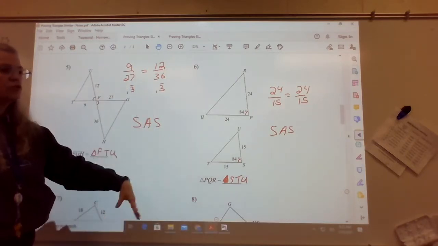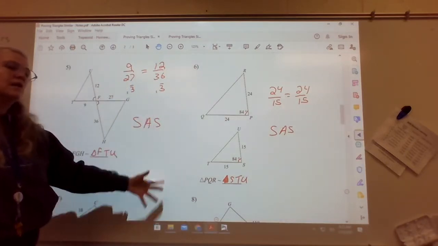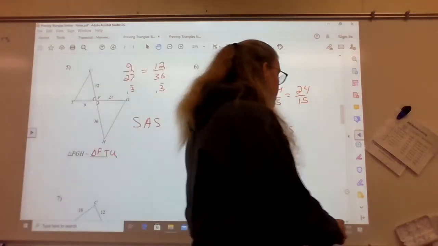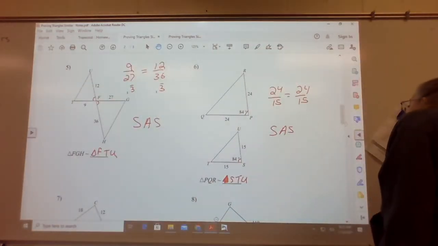Now the rest of these are just more examples all mixed up, and some of them don't work. So I want to also show you some things that don't work. So let me go ahead and move again.